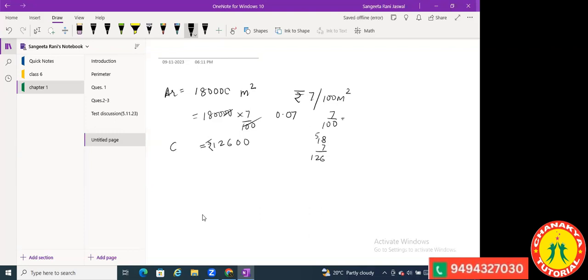Got it? Understood, everyone? Yes, ma'am. So this is the cost of tiling. There is no need to put it in decimal form, just multiply by 7 by 100.